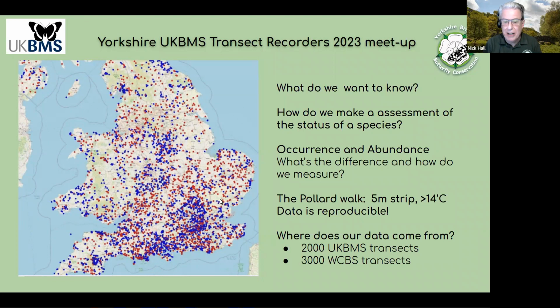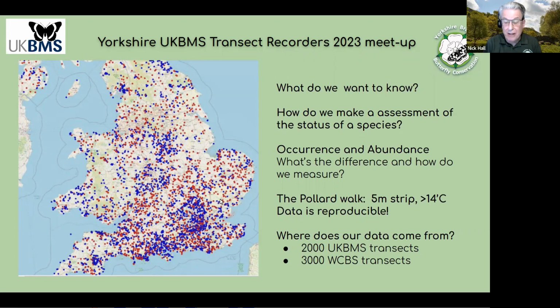The importance of that is we know if you meet those conditions, then whoever walks that area, walks that fixed route, will see approximately the same number of butterflies. In other words, the data is reproducible. Therefore, it's science. Therefore, it's extremely valuable.